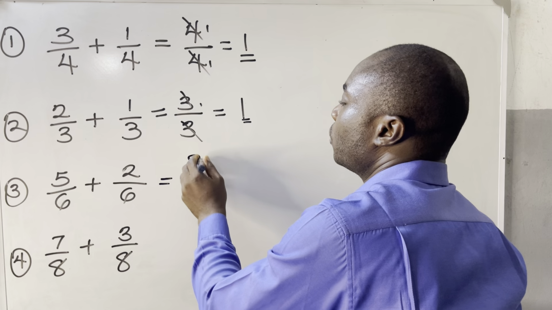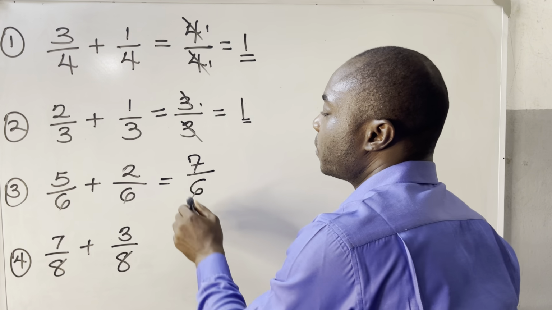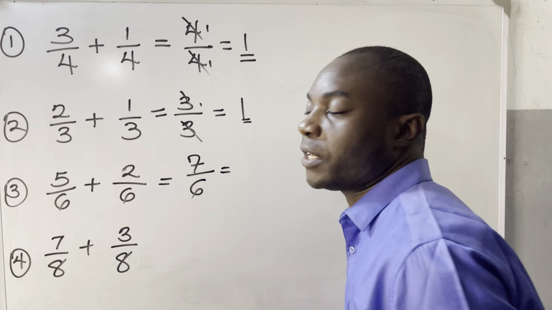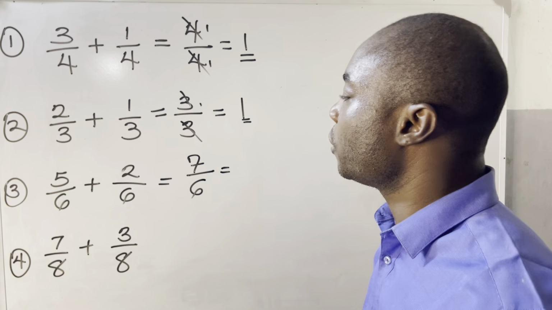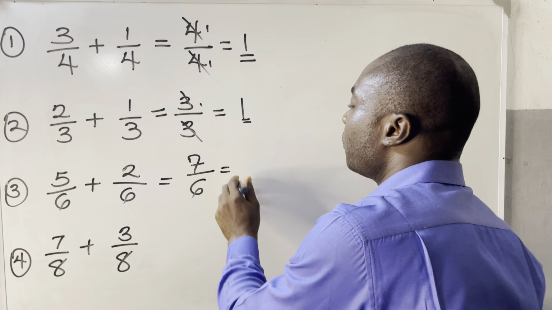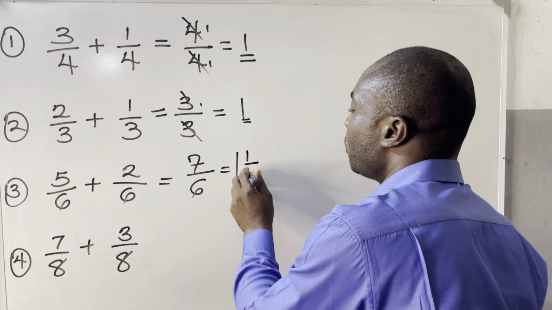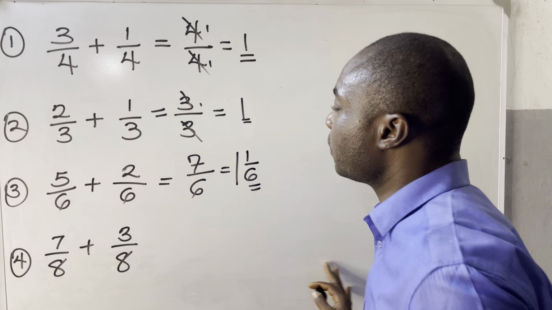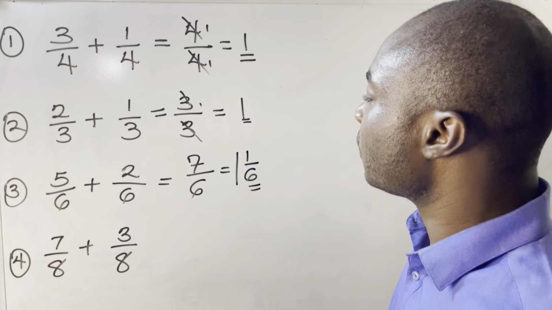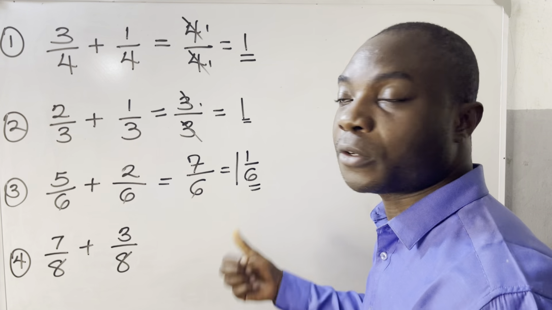5 plus 2 is 7. We bring one of the denominators, which is 6. 7 over 6 is an improper fraction. So what we do, we can change this to mixed numbers. 6 can be removed from 7 once. Then we have 1 remaining. We write it out and we bring down our 6. So our answer is ready. If you leave your answer at 7 over 6, it's still correct. And you can decide to change to mixed numbers, okay?